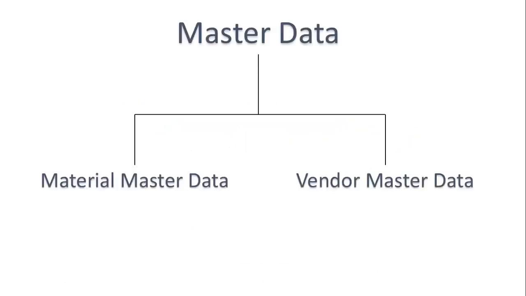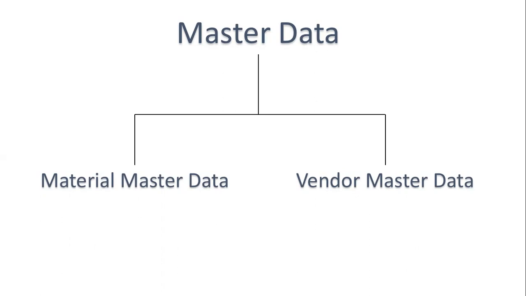SAP R/3 works on real-time data, that is, there is no long lag between data entry and data availability. So what is master data? Master data is created centrally and it is valid for all applications. It remains constant over time, but we need to update it on a regular basis. For example, vendor is a type of master data that is used for creating purchase orders or contracts.